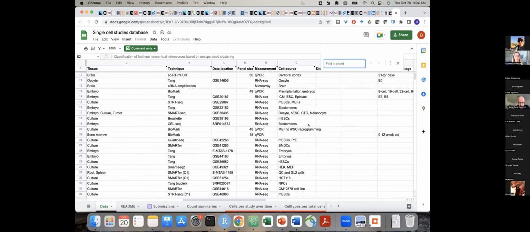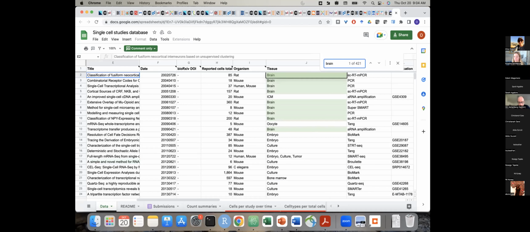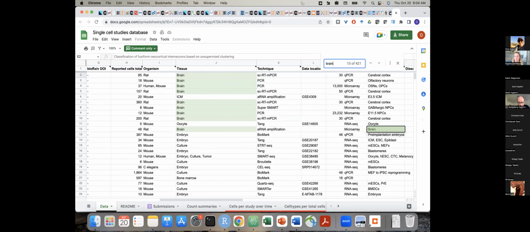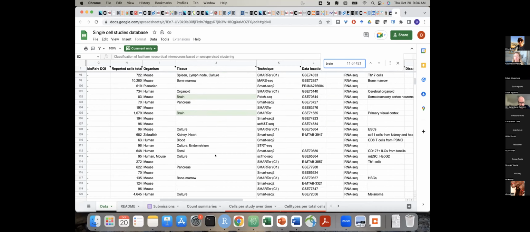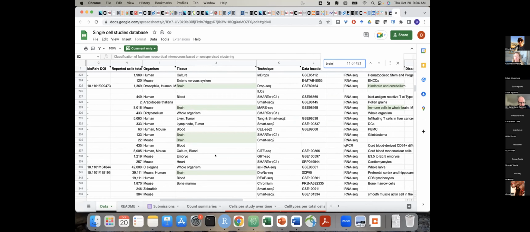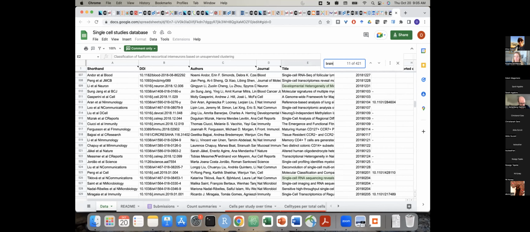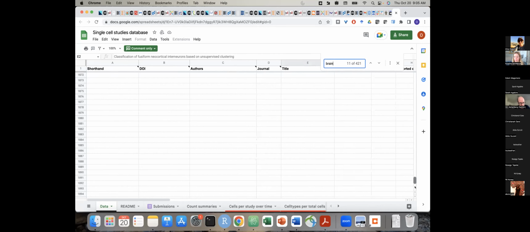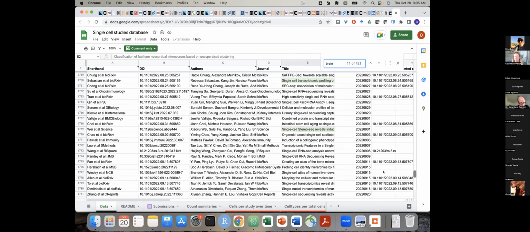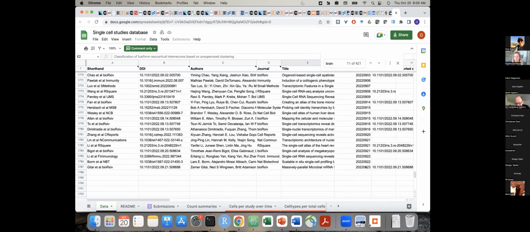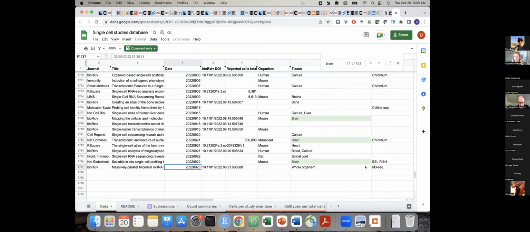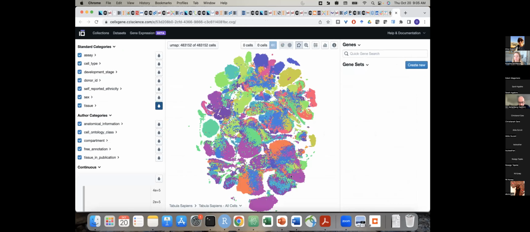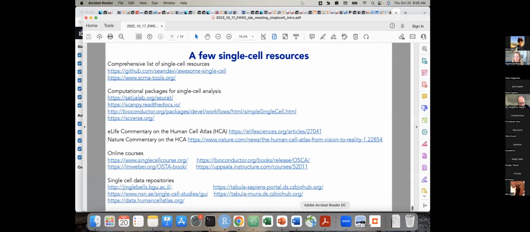So let's say you were interested in all the brain studies. You just look for brain, and these are all the tissue types. So there might be lots of data here that might be of interest to you. I don't know how many rows are here, 1,700 rows, and people are still adding. The last one was from, I guess, September 23rd. So that's also really useful, I found. Let's see, anything else in those resources? That gives you an overview of some of the resources that are there.